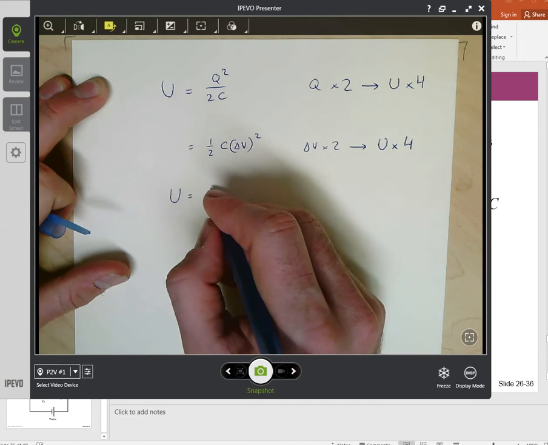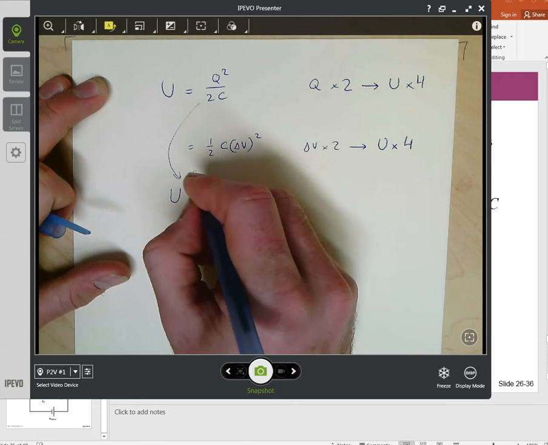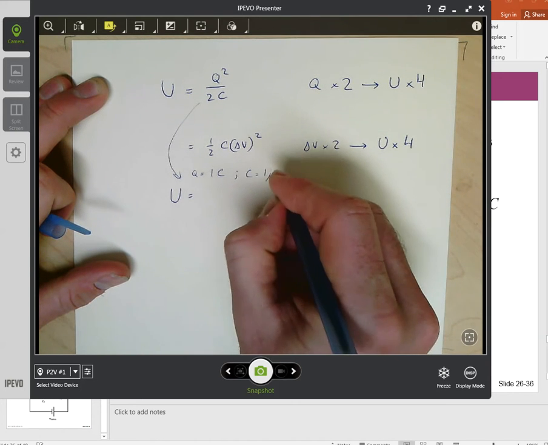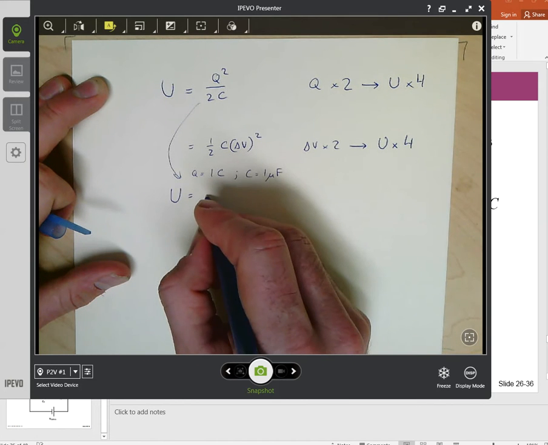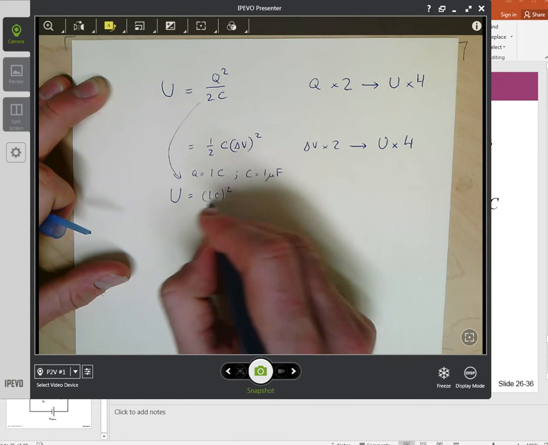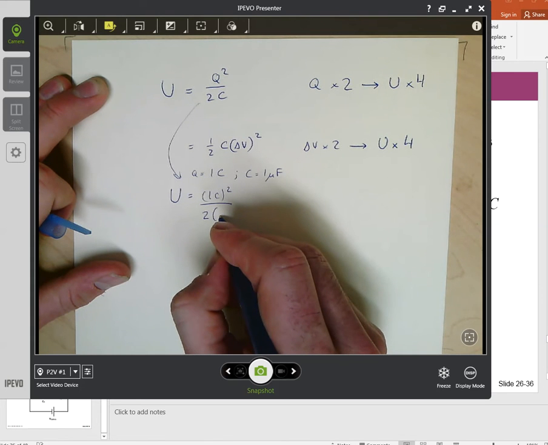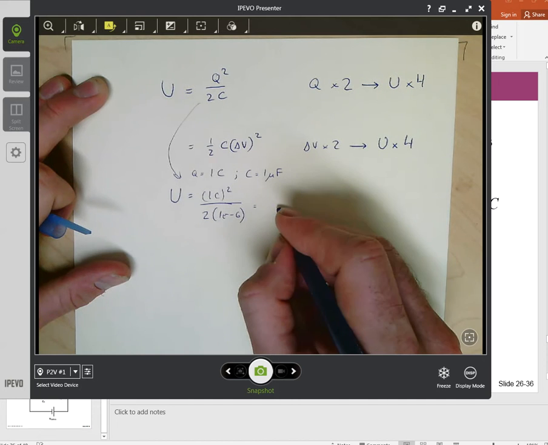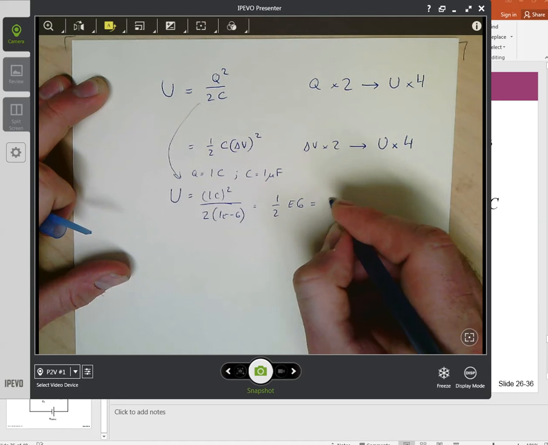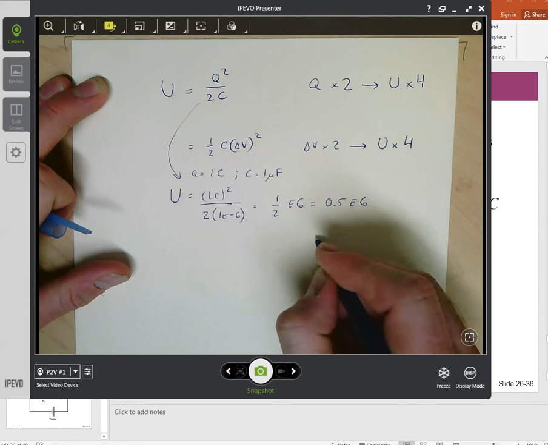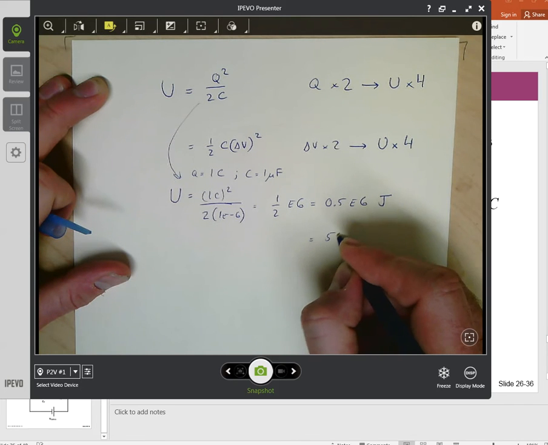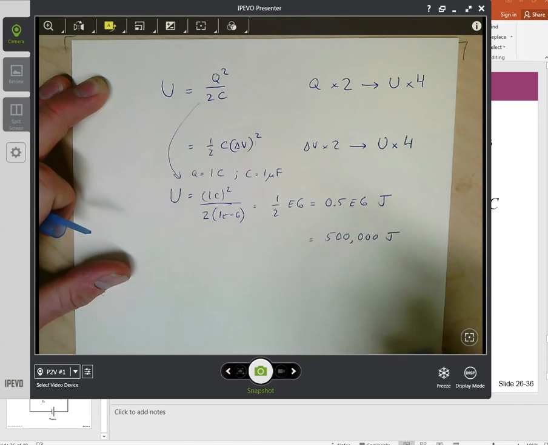Let's say the charge, taking this equation over here, is equal to 1 coulomb, and the capacitance is 1 microfarad. Well, in this case the energy is going to be 1 coulomb squared divided by 2 times the microfarad, which is 1 times 10 to the minus 6. When I put this all together, I have one half E6, or in other words 0.5 times 10 to the 6, and the units are joules. So that is 500,000 joules. That's a lot of energy.